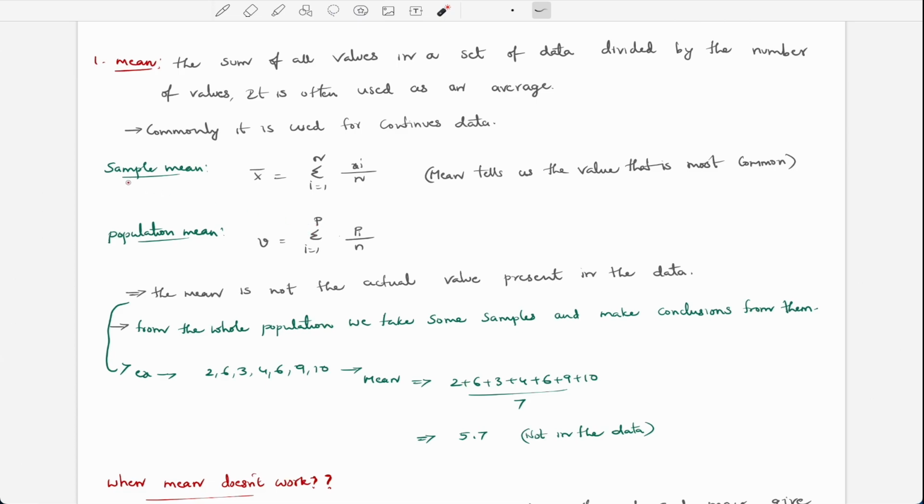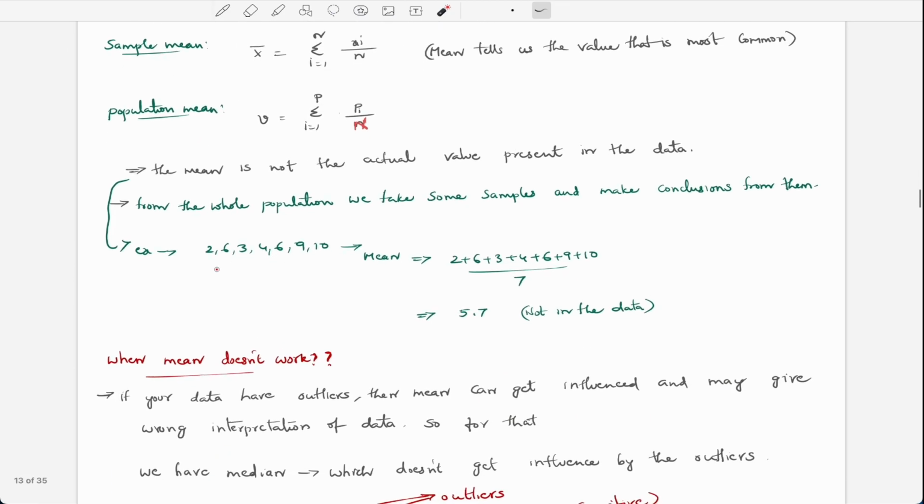After the sample mean we have the population mean. What do we mean by the population mean? Here we have a capital N. We simply use the sum of the population divided by the number in the population. I hope you have a basic intuition of what I'm saying.